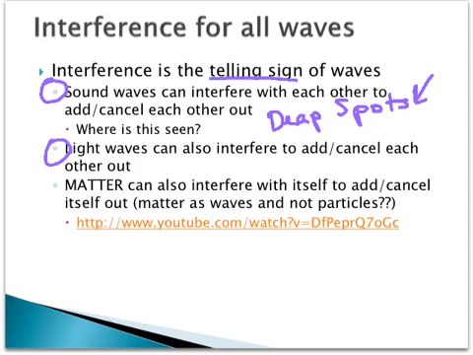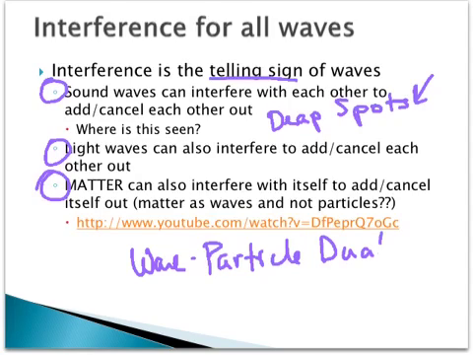Now the funny thing is, matter is different than waves in that it can collide, but matter can actually also interfere with itself. There's the wave-particle duality. You may have heard of this before, and we'll talk more about it later in the semester. Matter exhibits both wave-like and particle-like nature, meaning sometimes it shows that it can collide, and sometimes it shows that it can interfere with each other. That interference shows that it has some sort of wave-like nature. We'll come back to this.